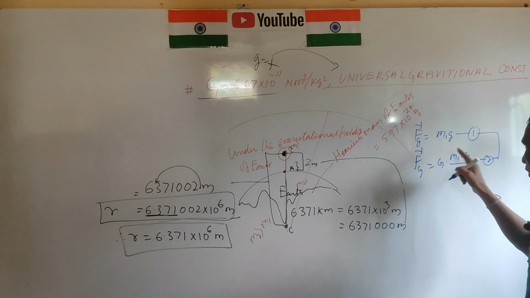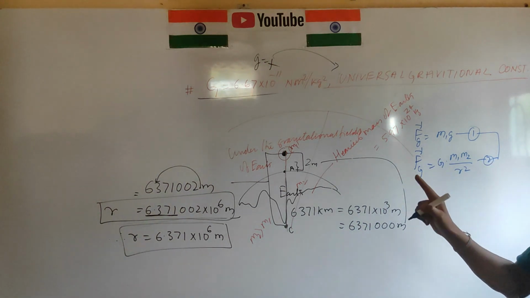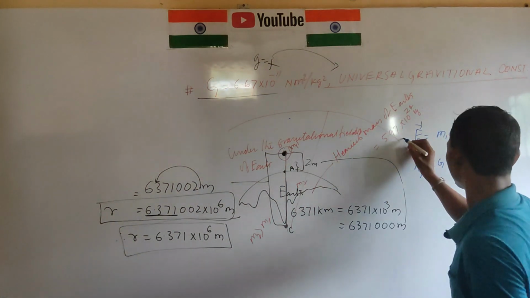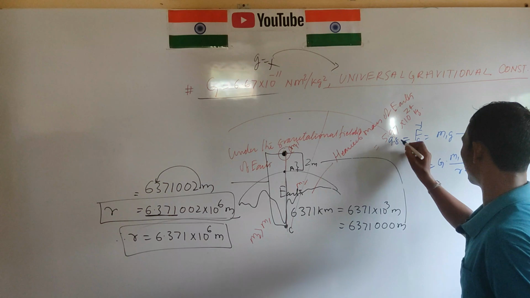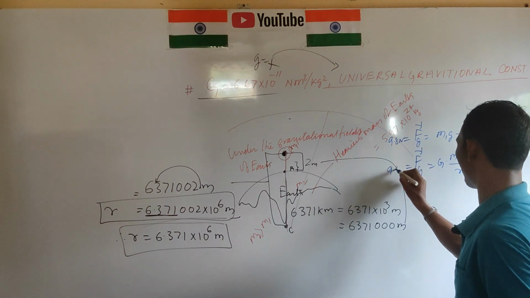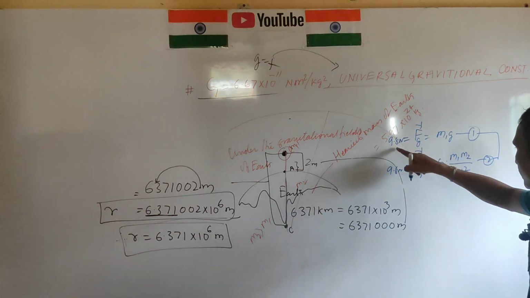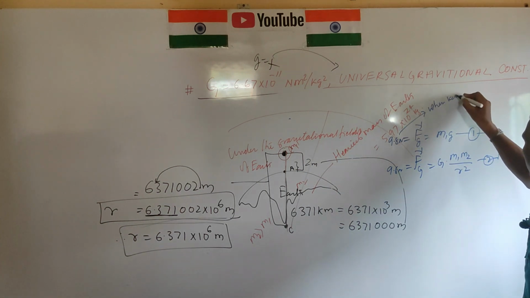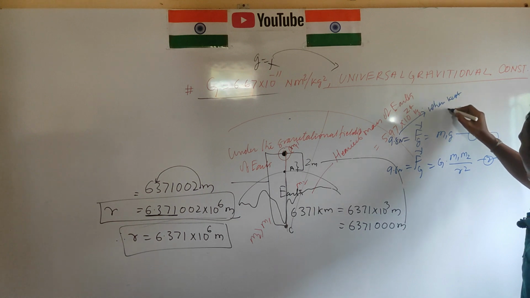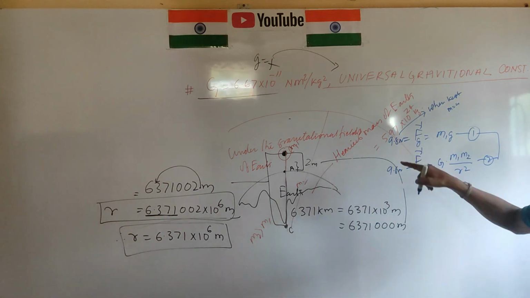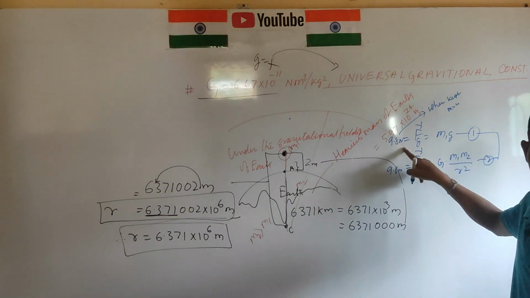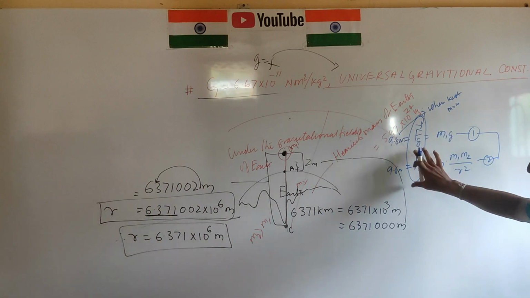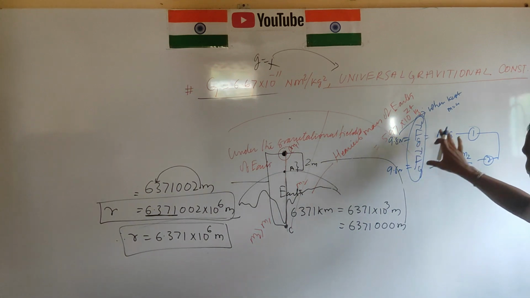When we combine this one and this one, they are equal to each other, because in the last class we proved that at this point this is 9.8 Newton and this is also 9.8 Newton, when it is kept at unit mass, m equal to unit mass. So here is 9.8, here is 9.8, and since they are equal to each other, the right side will be equal.